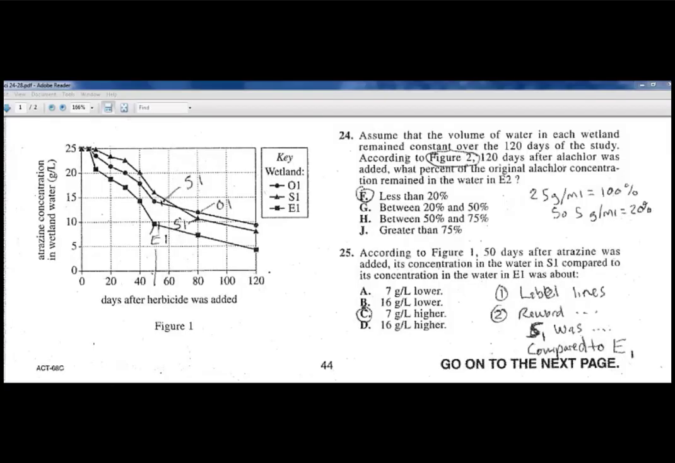Test 68C, Science, practice problem number 24. Number 24 states, assume that the volume of water in each wetland remained constant over 120 days of the study. According to figure 2, 120 days after the allicor was added, what percent of the original allicor concentration remained in E2? First thing we want to do is this. Go find figure 2, look for E2 at 120 days. Then compare that amount to the original amount that was in there.